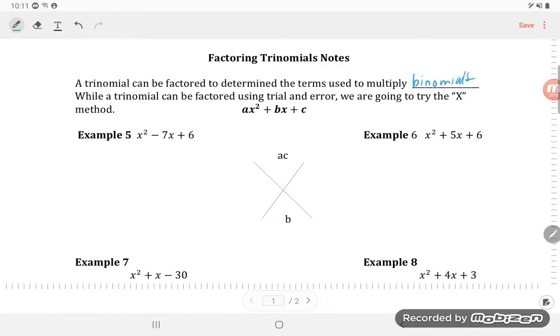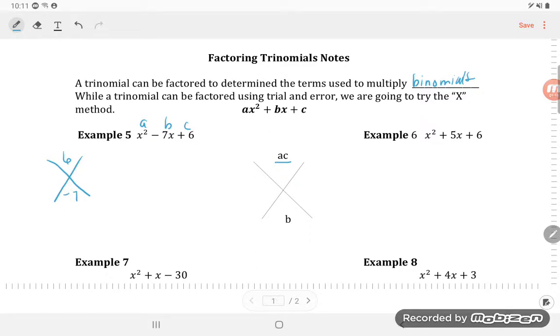For example 5, I have x squared minus 7x plus 6. I'm going to identify a, b, and c. So a is x squared, or 1x squared. B is a negative 7x, and c, our constant, is simply 6. If you use the x, in the top of the x is AC. So there's an understood 1 in front of A. There's a positive 6 here. 6 times 1, of course, is 6. In the bottom of the x is the B term, which is negative 7.